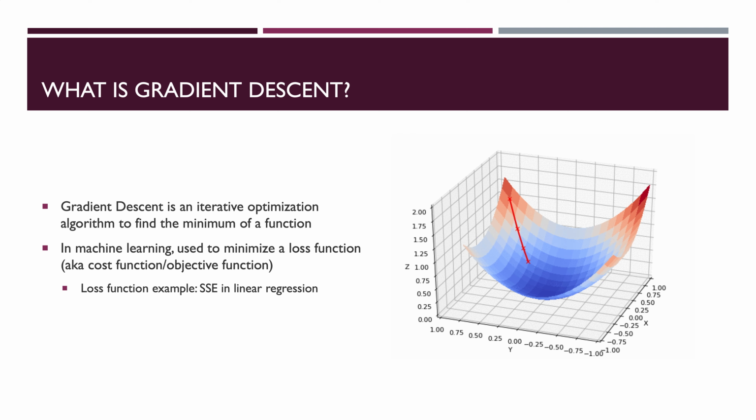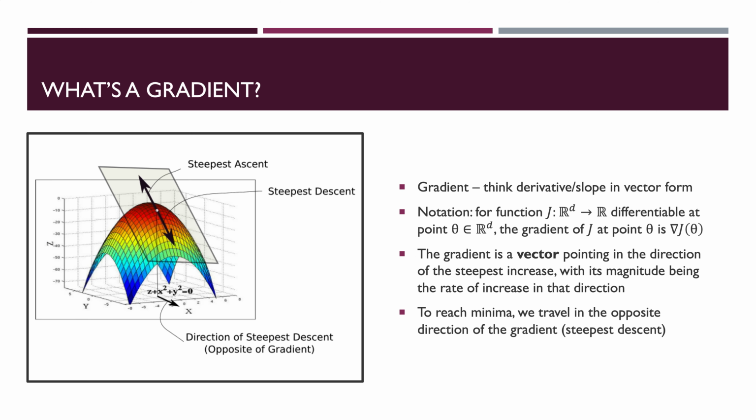In machine learning, this is used to minimize what's called a loss function, and other names for that are cost function or objective function. And if you need to maximize it, you can just take the negative of the function and use the exact same process. An example of a loss function is the sum of squared errors, which is what you're trying to minimize in linear regression. So what is gradient itself?